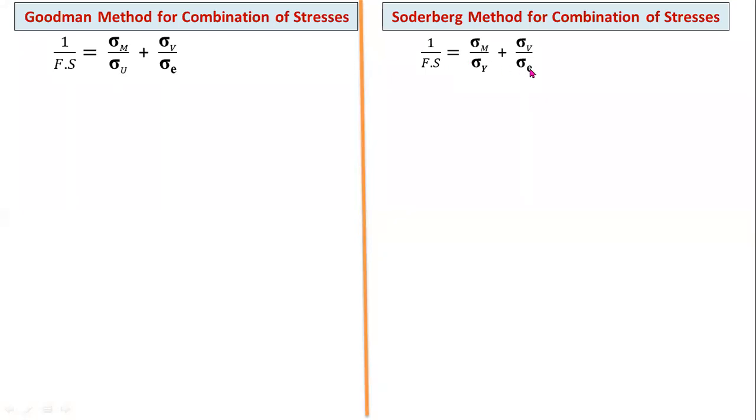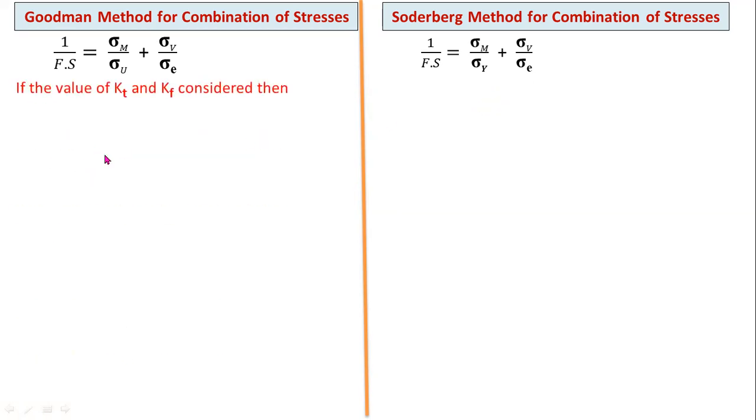In a similar way, for the Soderberg method, 1/FS = σm/σy + σv/σe. Here you can observe the main difference between Goodman's equation and Soderberg equation is ultimate versus yield strength. In Goodman's method, the machine components are designed based upon the ultimate stress, whereas in Soderberg method, they are designed mainly based upon the yield stress σy.